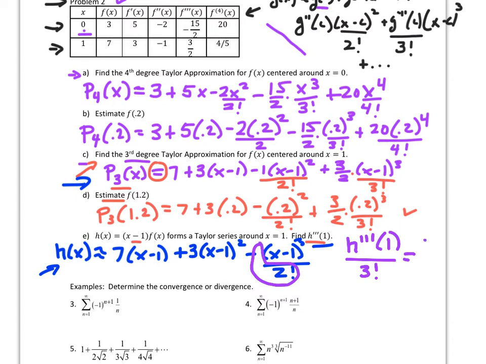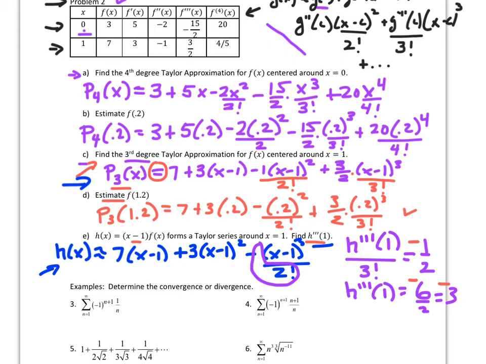Well, this coefficient turns out to be 1/2. And it's negative, so I'm going to end up with h triple prime of 1 equaling negative 6 when I just multiply both sides by the 3 factorial. Oh, it's 6 divided by 2. That equals 3. Okay? Negative 3. So h triple prime of 1 is equal to 3.